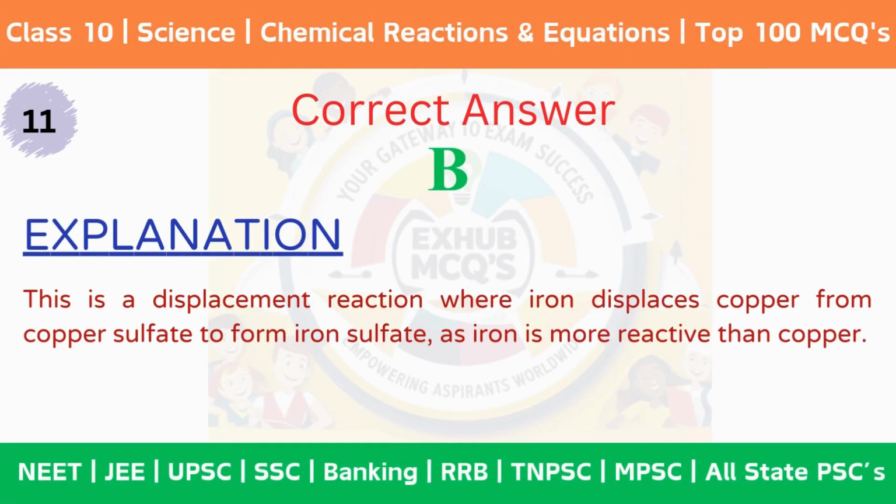The correct answer is option B, displacement reaction. Explanation. In this reaction, iron displaces copper from copper sulfate because iron is more reactive. The reaction produces iron sulfate and copper metal, showing it is a displacement reaction.